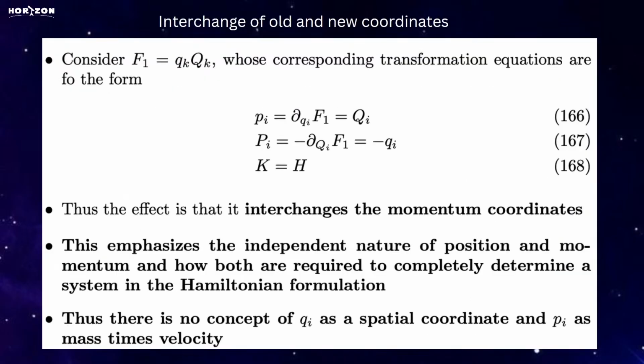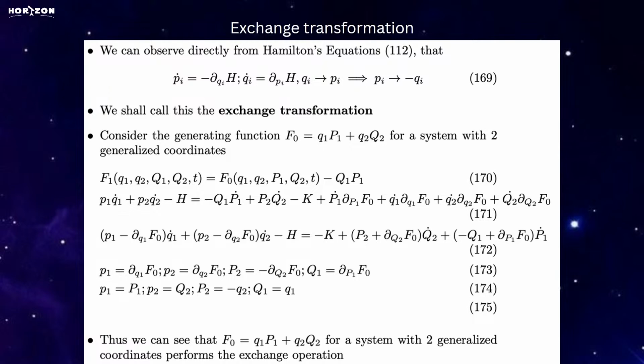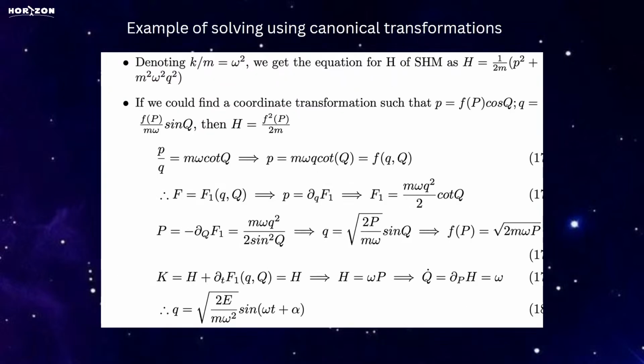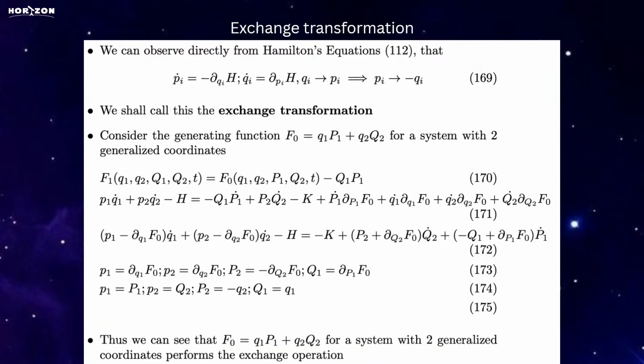Let's look into exchange transformations and how they work. We have already seen how exchange transformations are defined. They are just an interchange between the coordinates, the initial momentum and the final position coordinates, and vice versa. And as I've earlier said, there can be generating functions of mixed nature. We see one such example in the slide which I'm presenting right now.